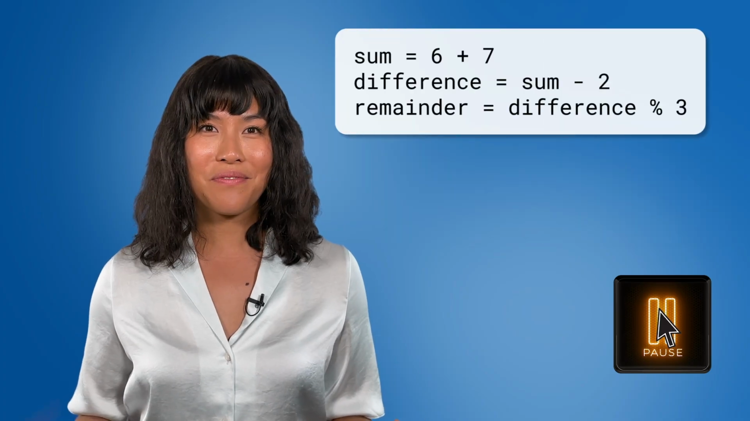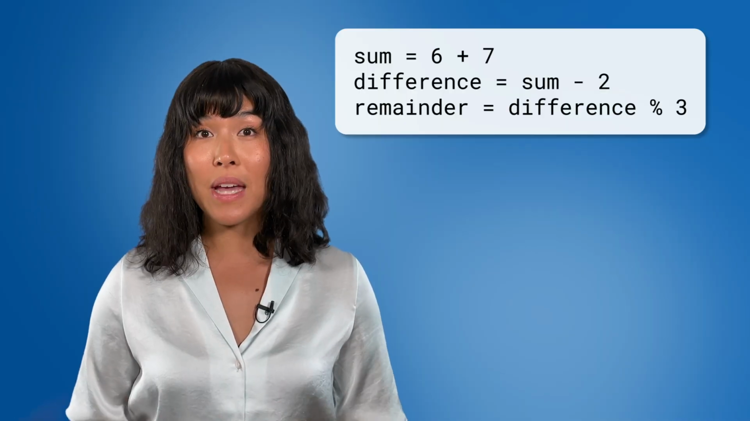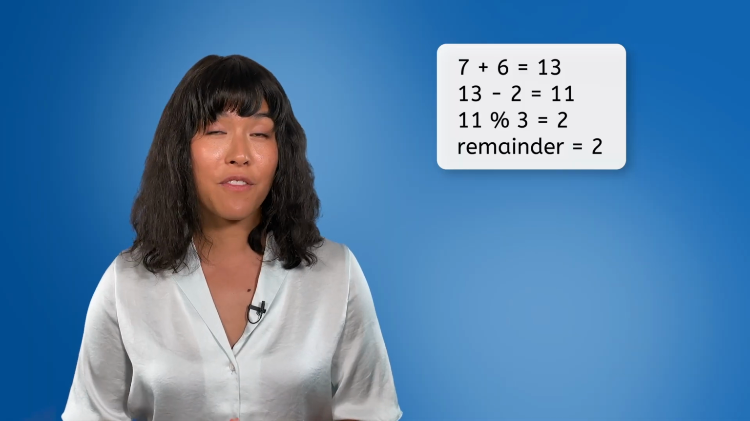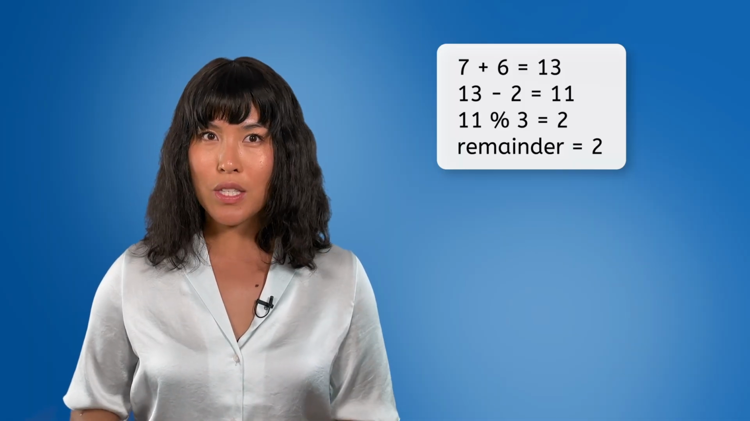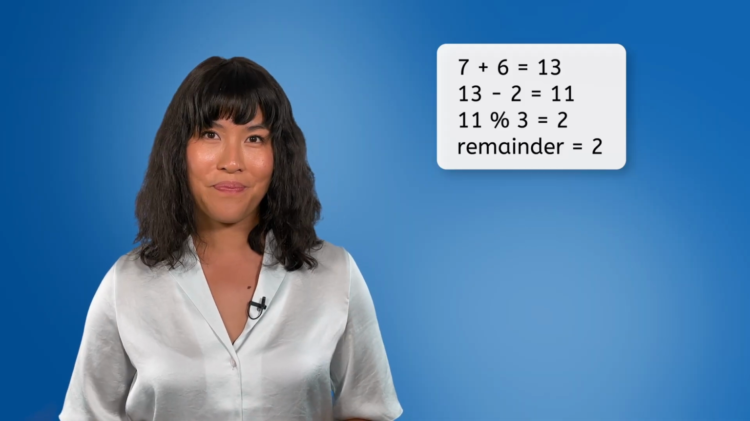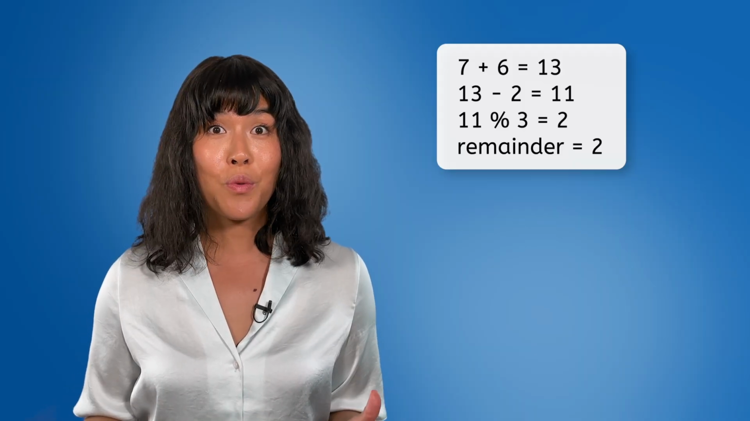Here's the answer. Now for a bonus. What will be contained in the remainder variable after this code executes? Try this one more time in your guided notes. First, we add 7 plus 6, which gives us 13 for the sum variable. Then we subtract 2 from 13, giving us 11 for the difference variable. Finally, we calculate 11 modulo 3, which gives us 2 as our remainder.